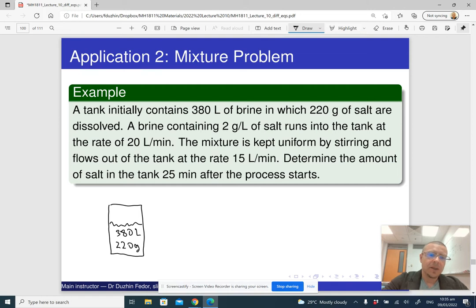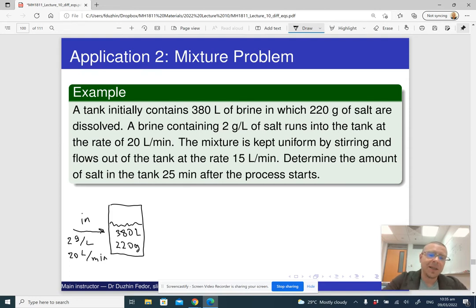Now, there is an inflow, so imagine like a tap here. Okay, I'm a poor drawer, sorry, so I guess I'll just use arrows. So there is an inflow of brine with salt, and the inflow contains 2 grams of salt per liter, and it goes in at the rate of 20 liters per minute.